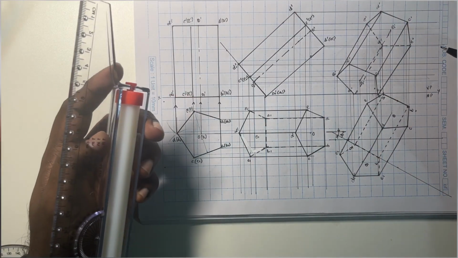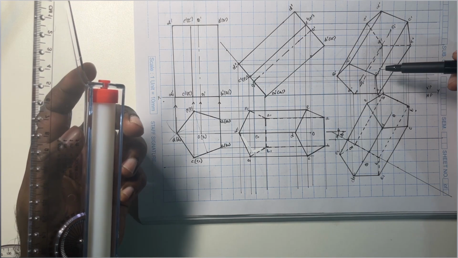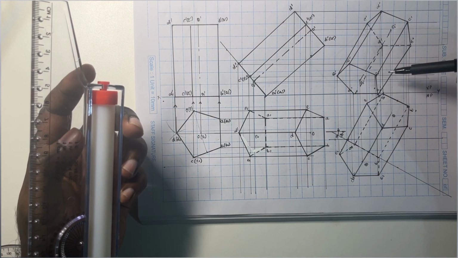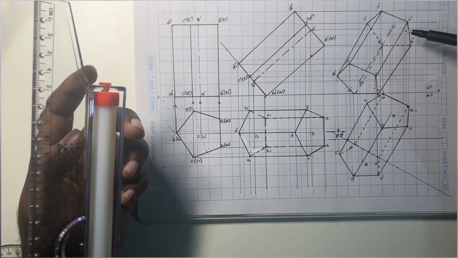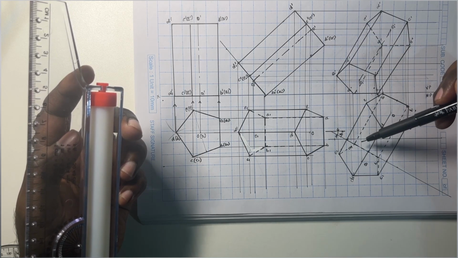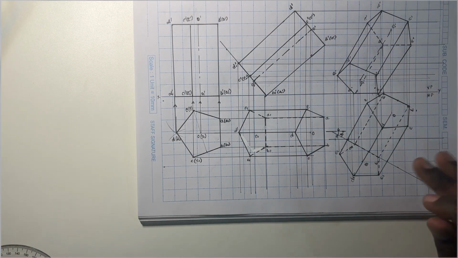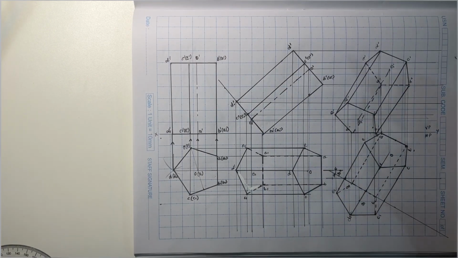So if at all you are supposed to measure the apparent length of the axis in the final position, O1 to O will be the apparent length, and this is the view of the pentagonal prism when it is having its resting edge inclined to the VP at an angle of 30 degrees. So with this we complete the problem.